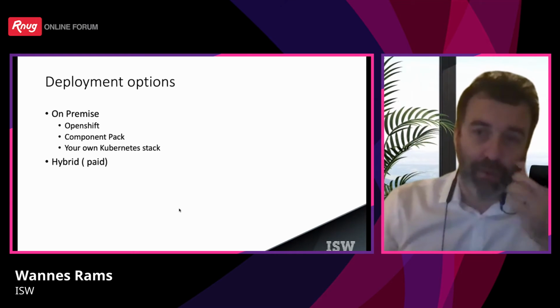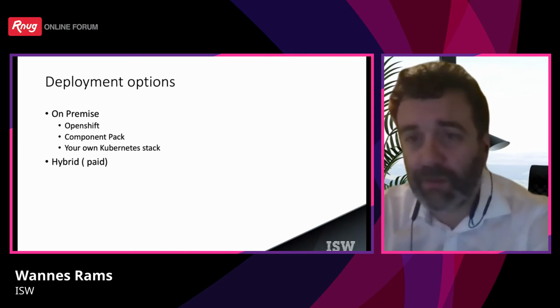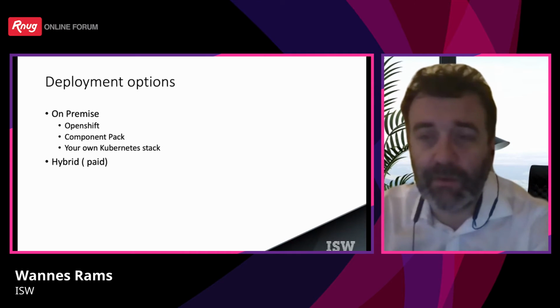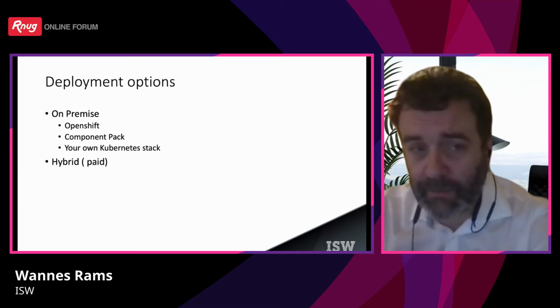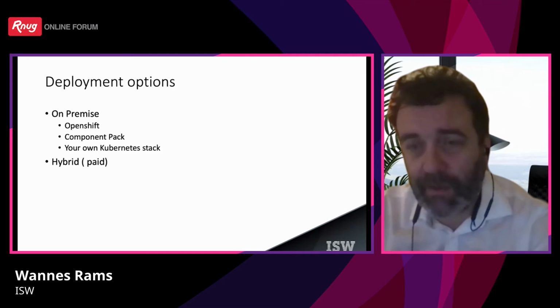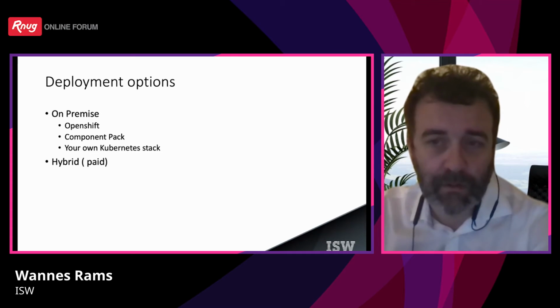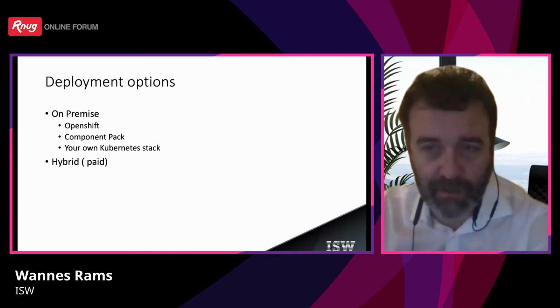So how can we deploy Activities Plus? Four options. The two main ones are on-premise and cloud. I'll start with hybrid. If you have an on-prem Connections deployment, you can actually connect that to our cloud system that I just showed on the first slide.